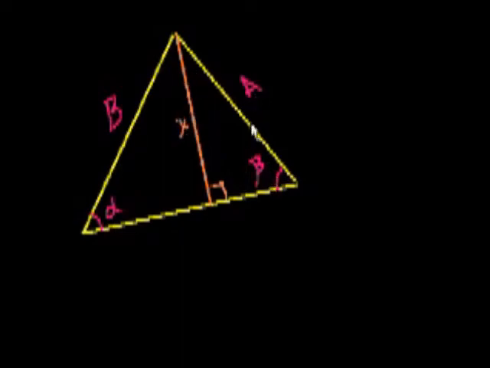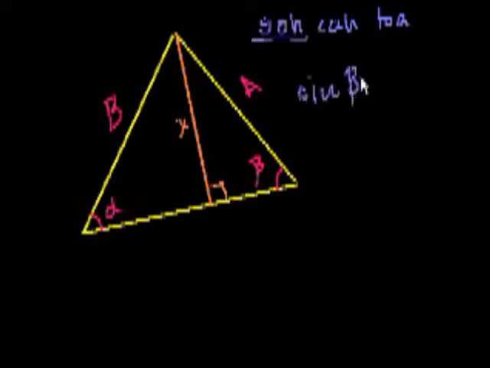So if we look at beta, x is completely opposite to it, and A is the hypotenuse of the right triangle formed right here. So what deals with opposite and hypotenuse? Whenever we do trig, we should always write SOHCAHTOA at the top. So it deals with opposite and hypotenuse. Sine, right?